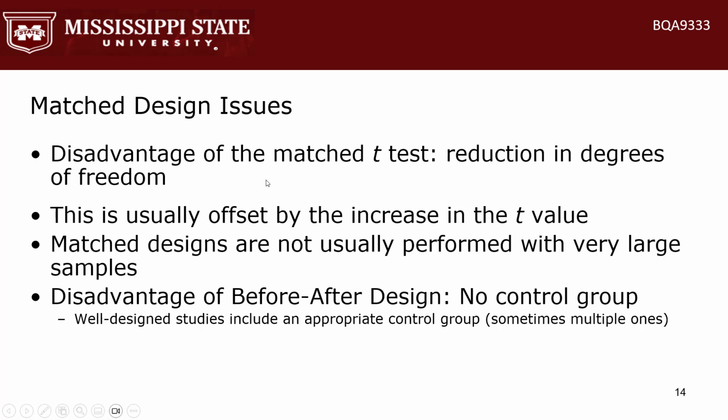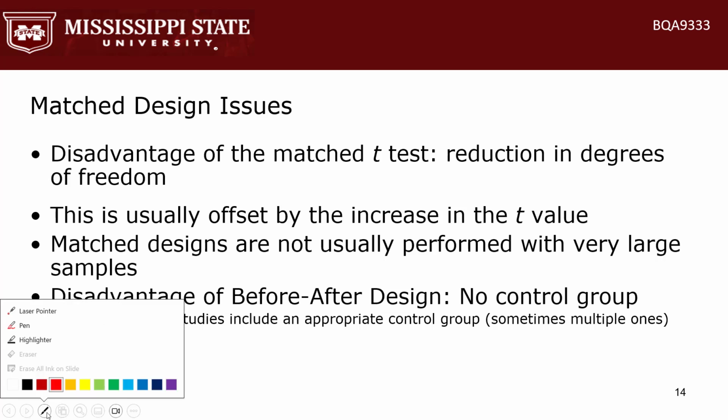Because you're turning a two sample test into a one sample test, you do get a reduction in degrees of freedom, which means the t distribution is a little bit wider. But because we're removing variance, some of the variance that we have within the groups, we usually do get a big increase in the t value. But as I said, it can be a little bit controversial.